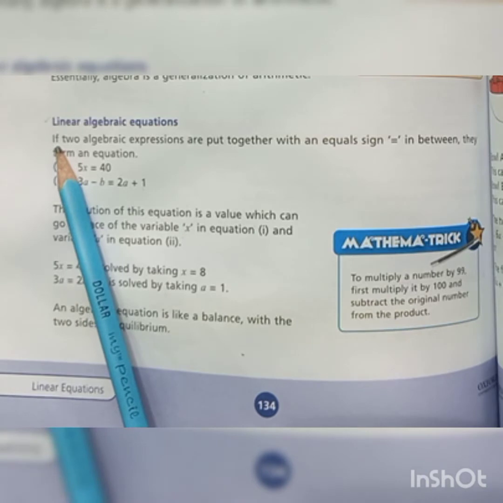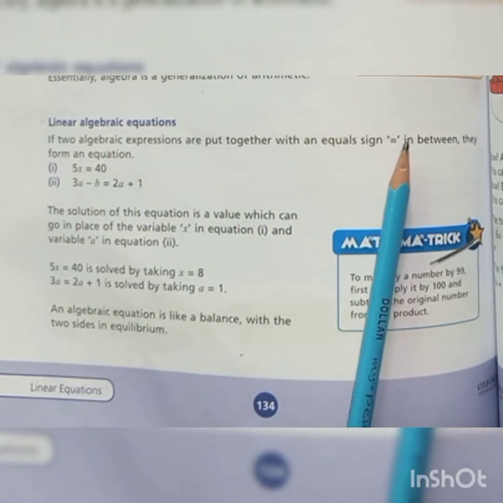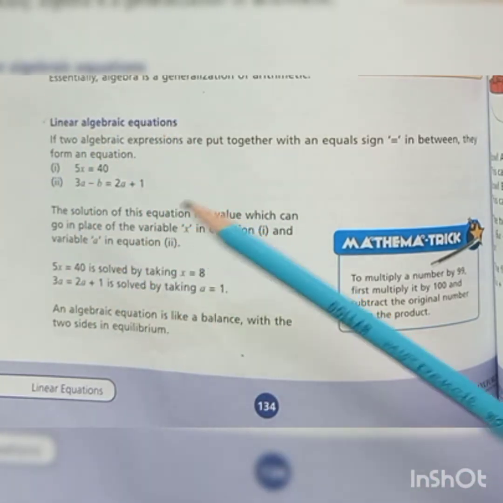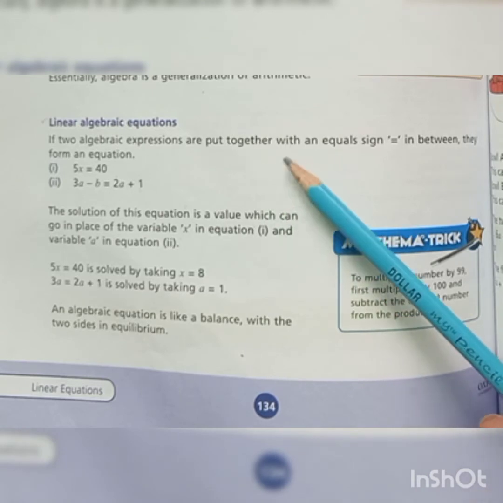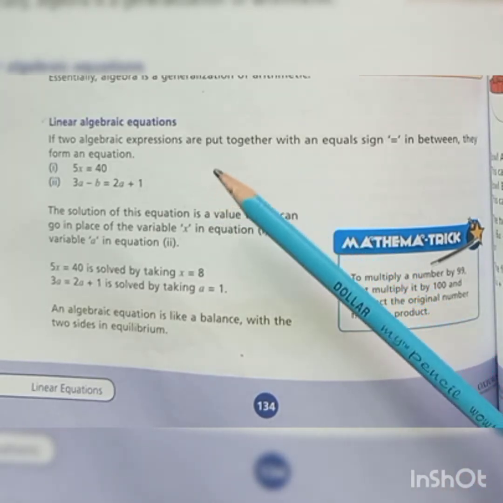Here you can see that if two algebraic expressions are put together with an equal sign in between, they form an equation. Students, if any two algebraic expressions are combined with an equal sign, then that will become an equation.